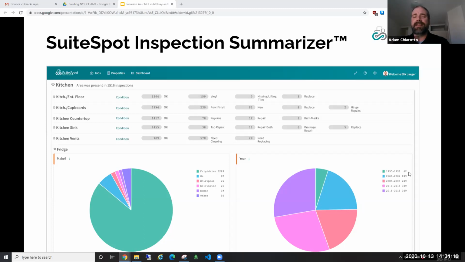But at least with a tool like this, you don't have to guess. You're not putting your thumb in the air and saying, oh, I think I have this many refrigerators coming due, or I think I have this many unrenovated units that I want to renovate. You don't have to guess anymore. All of the data is going to be in there.